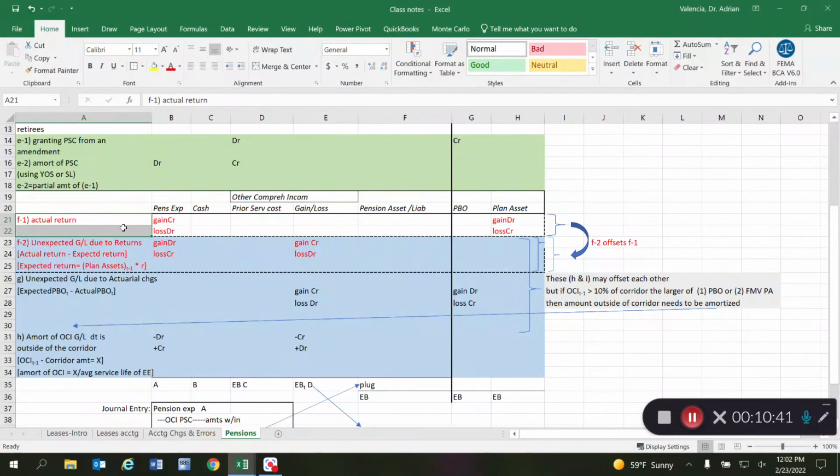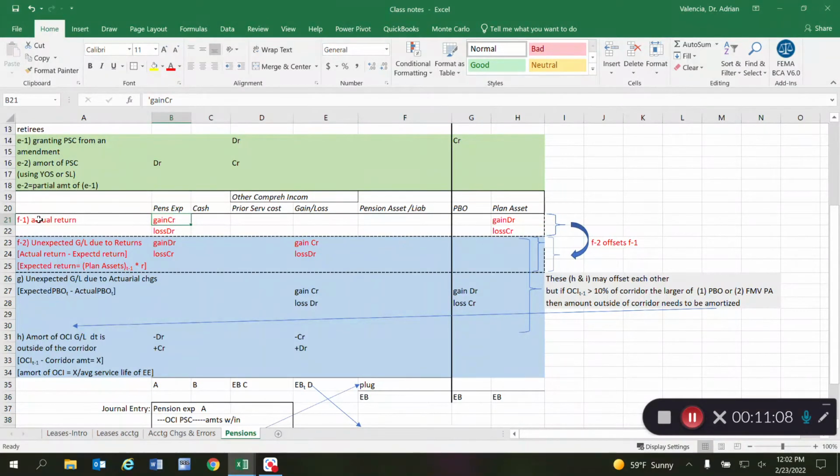But throughout the period, as time passes, my apologies, as time passes, we're constantly looking at what the worth of that plan asset is. So during each period, if we have a gain, okay, then that makes the plan obviously worth more, and that reduces pension expense.